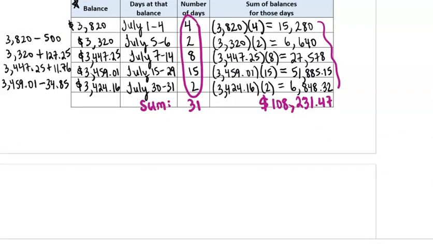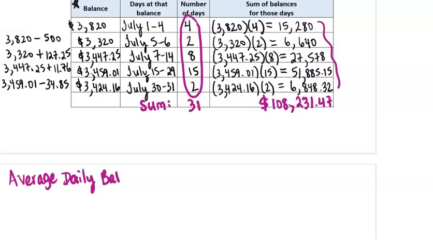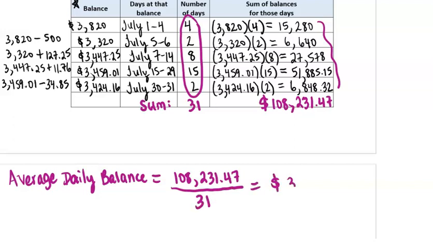Now the average daily balance is found by taking the sum of the balances for all those days, so $108,231.47, and dividing by the number of days in the billing cycle. Dividing gives the result of $3,491.34. This is called the average daily balance.